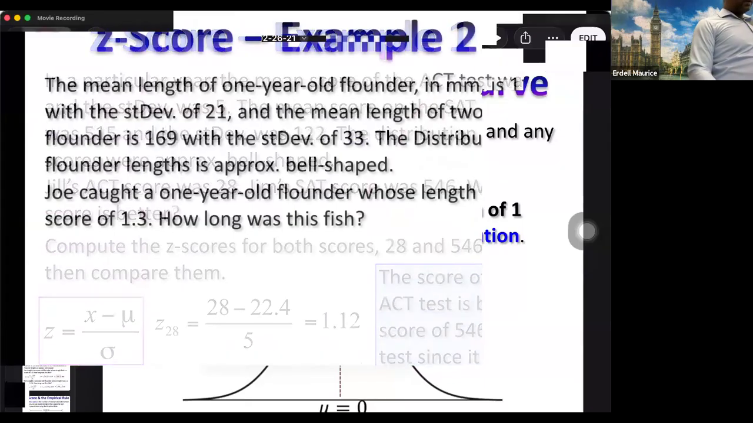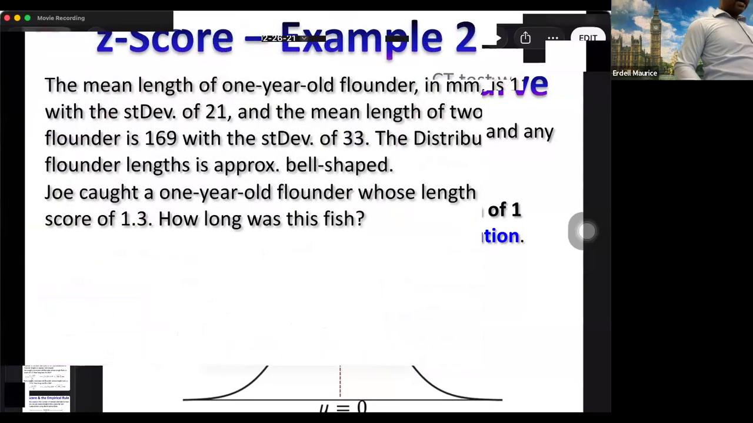All right, so I think that's where we stopped the last time. Mean length of a one-year flounder in millimeters. The mean length of a one-year-old flounder in millimeters is 119 with a standard deviation of 21. The mean length of a two-year-old flounder is 169 with a standard deviation of 33. The distribution of flounders, both are approximately normal. Again, this is one way of saying this right here.